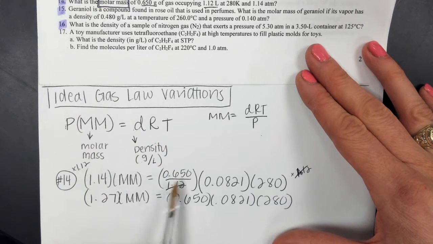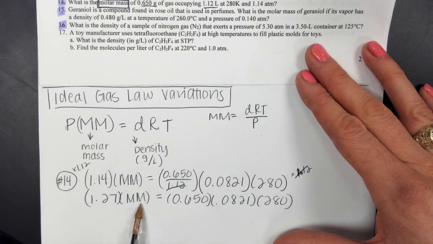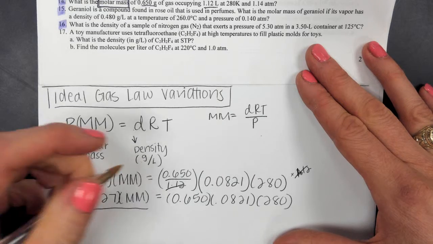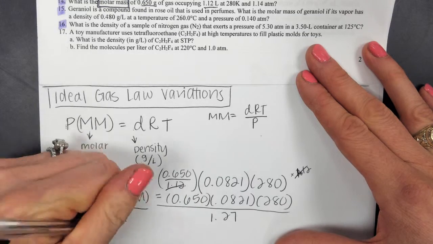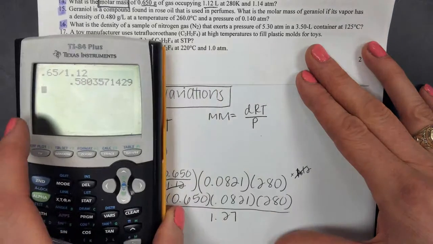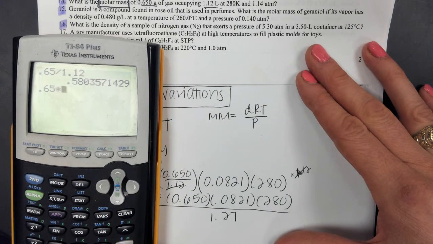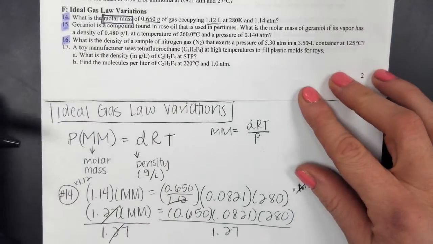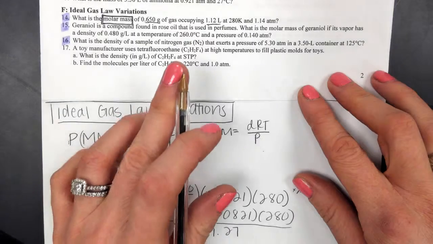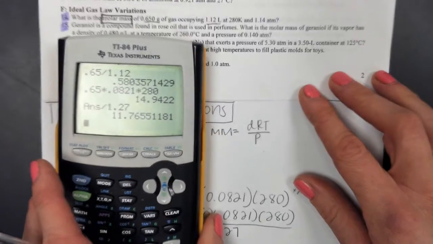I still have 0.650 because I personally went about it by getting 1.12 out of the denominator, and now I need to isolate molar mass, so I divide both sides by 1.27. That cancels out, and then I just plug and chug. 0.65 times 0.0821 times 280, divided by 1.27, and I get 11.765. How many sig figs am I working with? 3, 3, 2, and 3. So I need this in 2 sig figs, so 12.